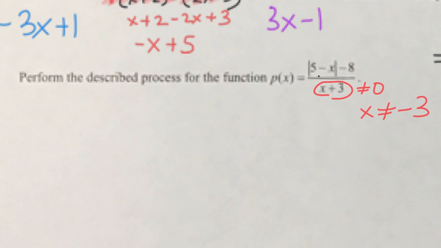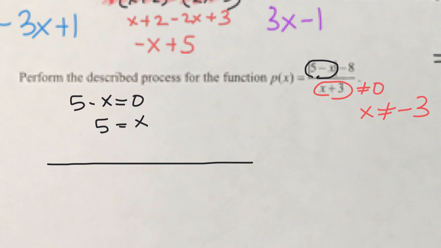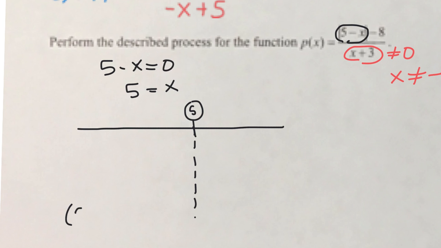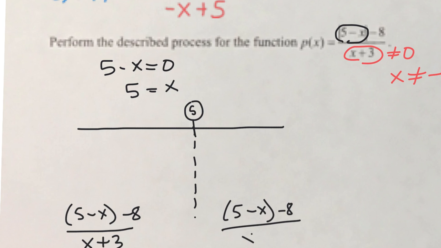Number 1 is set your absolute value equal to 0. So x equals 5. So we put 5 on our number line, right? And that becomes your constraint. So we have everything to the left and everything to the right. So we write our equation with parentheses: parentheses 5 minus x, minus 8 over x plus 3. Okay, 5 minus x, minus 8 over x plus 3. And we're trying to figure out whether there's a plus or a minus in front of your parenthesis.